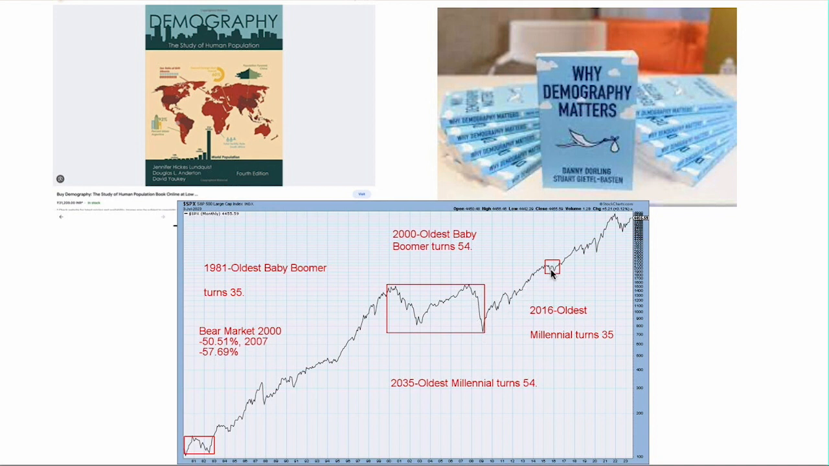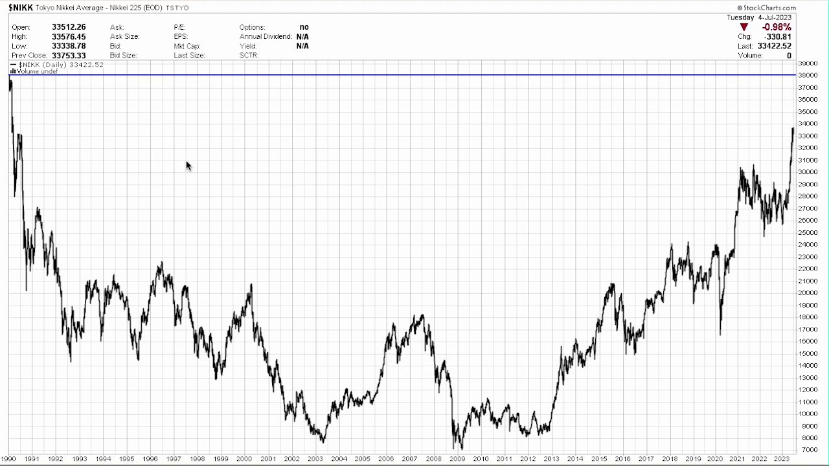Now we've got the millennials, and they're turning 35 in 2016. So if you buy into this, which I do, that would mean that we've got about 11 more years to go, which would be 2035 when the millennials turn 54. And their spending peaks.